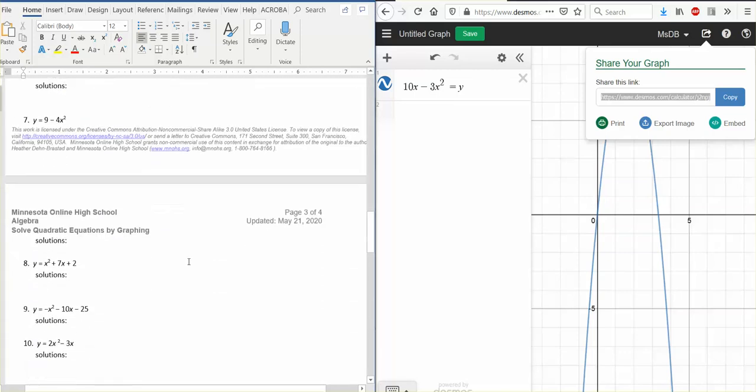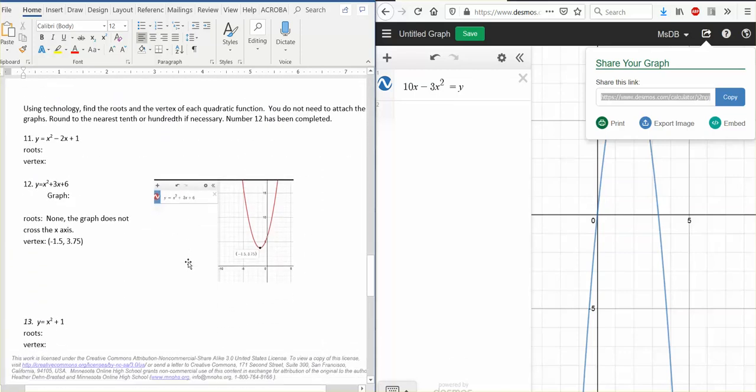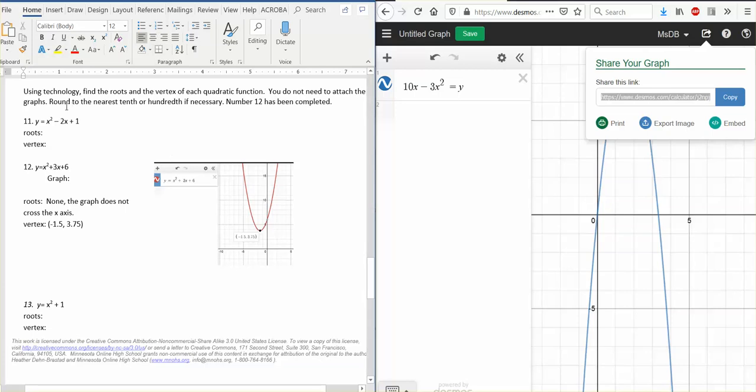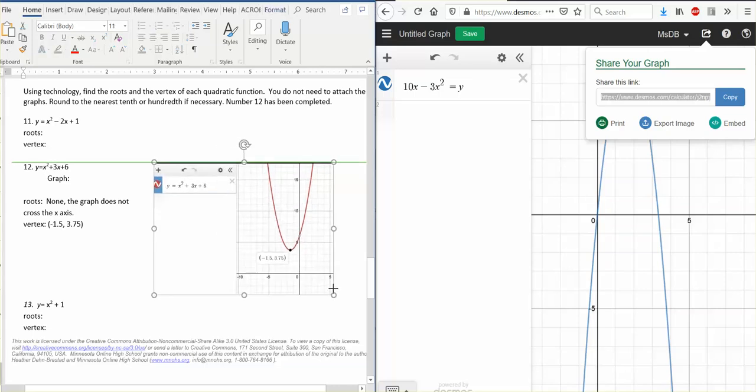Okay. Next section, we're going to do a little bit more. It says to find the roots and the vertex of each quadratic function. You do not need to attach the graphs. Round to the nearest 10th or 100th. Number 12 has been completed. So in number 12, I attached the graph because otherwise you wouldn't be able to see what I got.